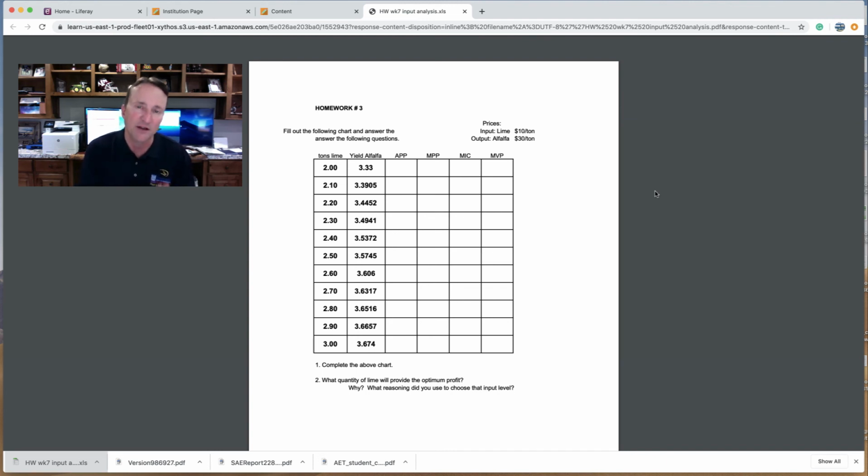Again, what we're producing, the output, is alfalfa. That's a hay product that we produce, and we measure it in tons of production. So it's just a measure. The input that we have in this case, now we have lots of inputs. We've got water, we've got tractor time in the field, we've got herbicides, insecticides, but one of the important inputs is going to be fertilizer.